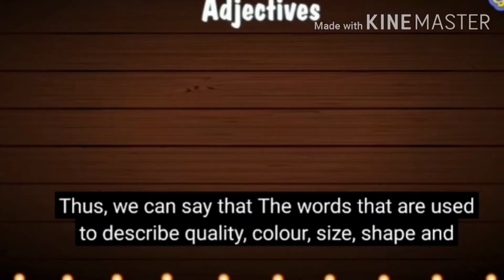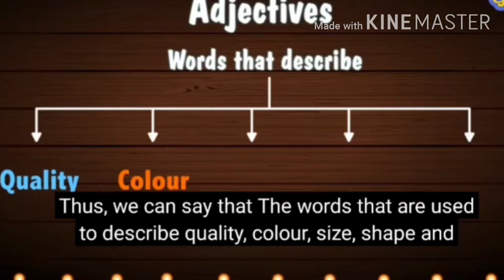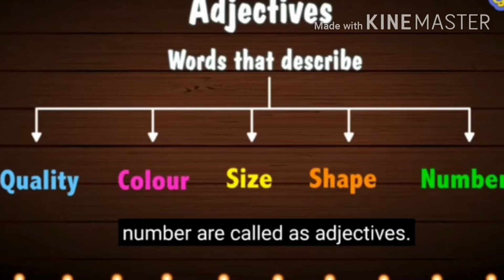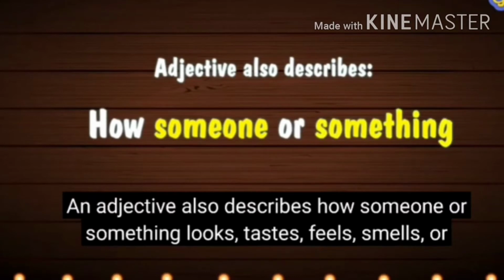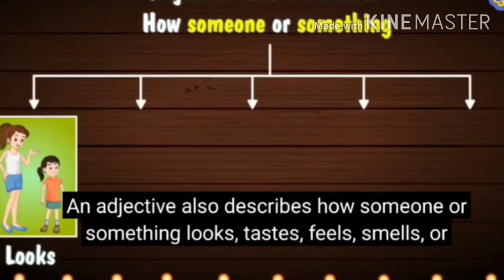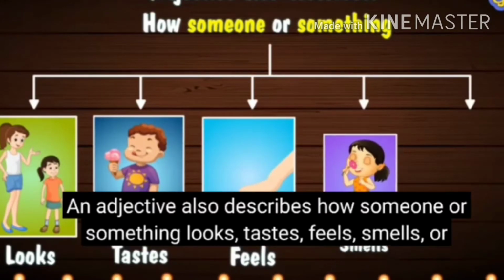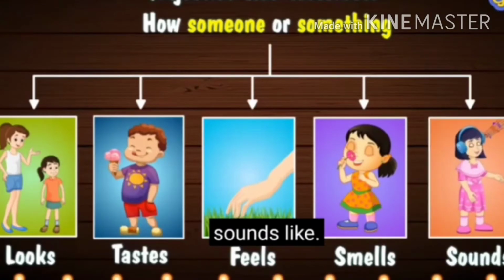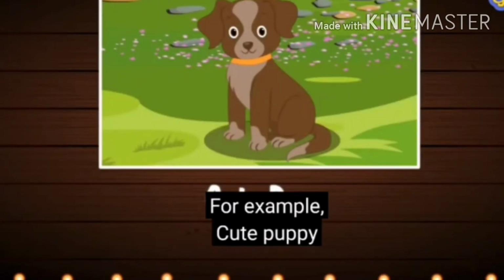Thus, we can say that the words that are used to describe quality, color, size, shape, and number are called adjectives. An adjective also describes how someone or something looks, tastes, feels, smells, or sounds like. For example, cute dog.